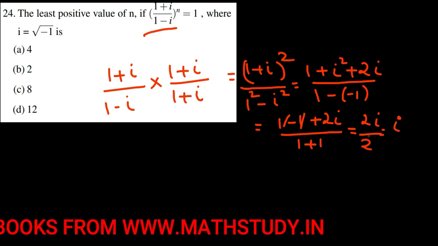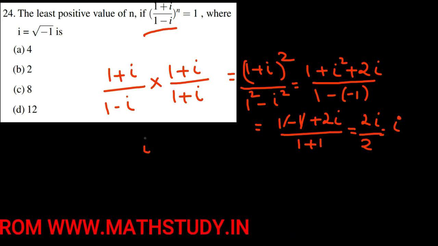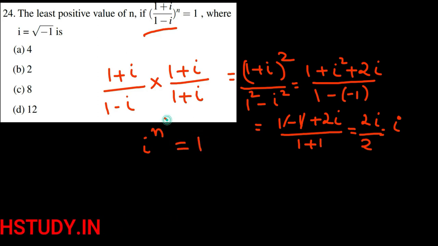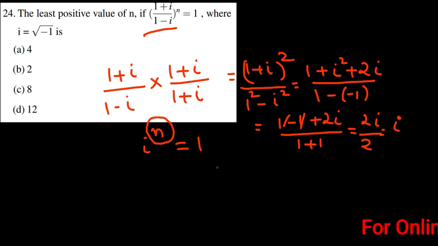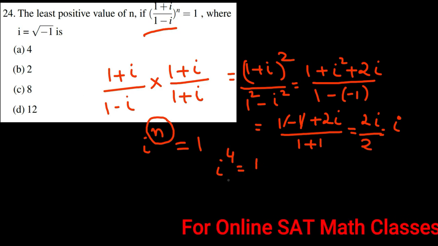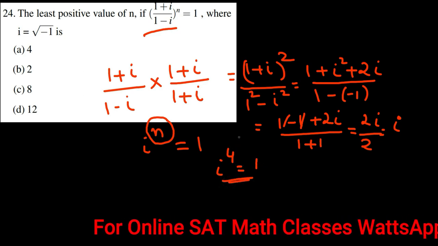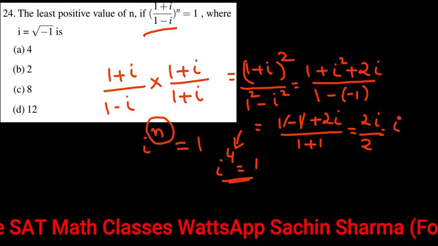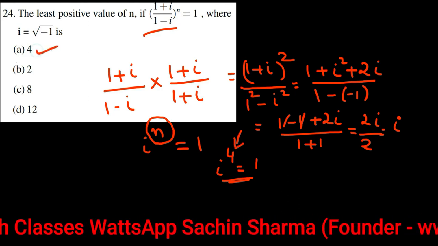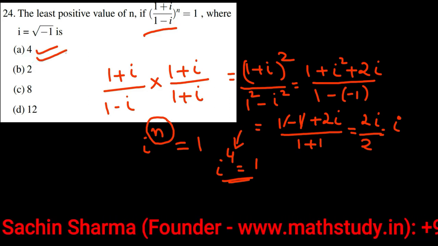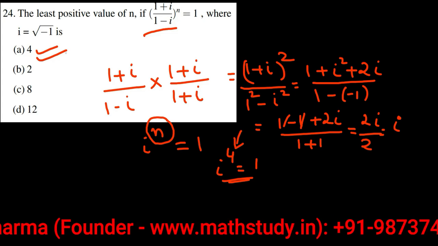Now our question has become iota raised to the power n equals 1. So what will be the minimum value of n? We know that iota raised to the power 4 is plus 1. So the minimum value of n should be 4. So option number A is our correct option here. I hope you understood this concept as well. Now let's move towards our question number 25.